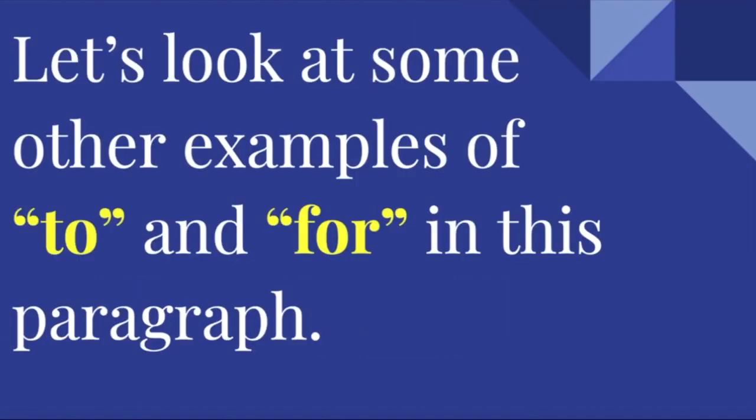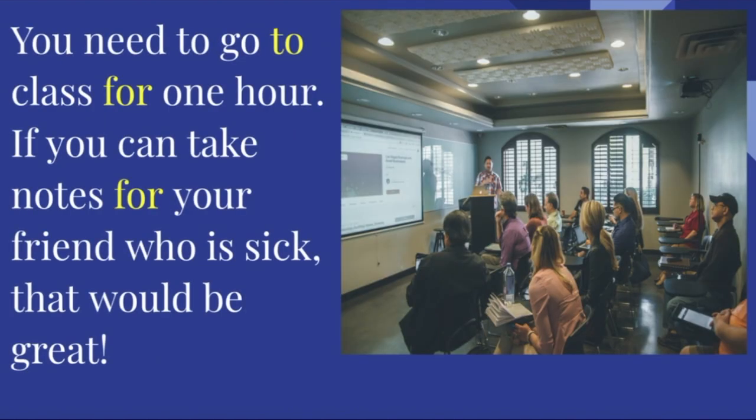Okay, let's look at some other examples of to and for in this paragraph. You need to go to class for 1 hour. If you can take notes for your friend who's sick, that would be great. Okay, so in the first part we say you need to go to class, right? So here we have to class, so this is destination again. And then for a length of time, for 1 hour. If you can take notes for your friend, right? So now you're helping your friend. You're doing something for someone because your friend is sick, right? So these are some more examples of to and for.